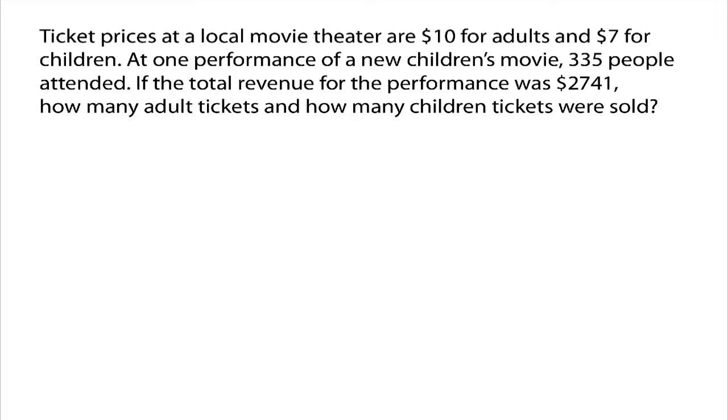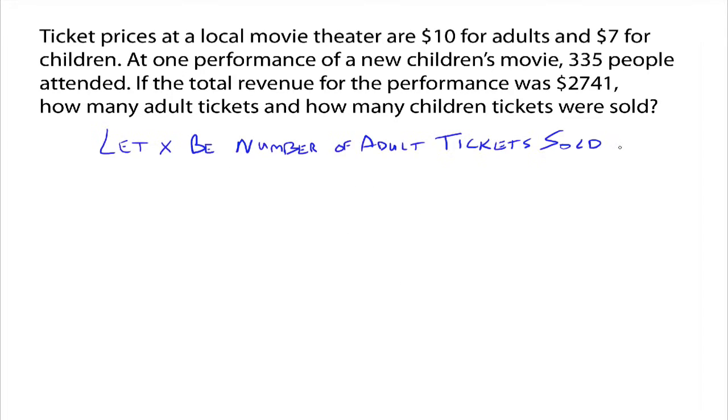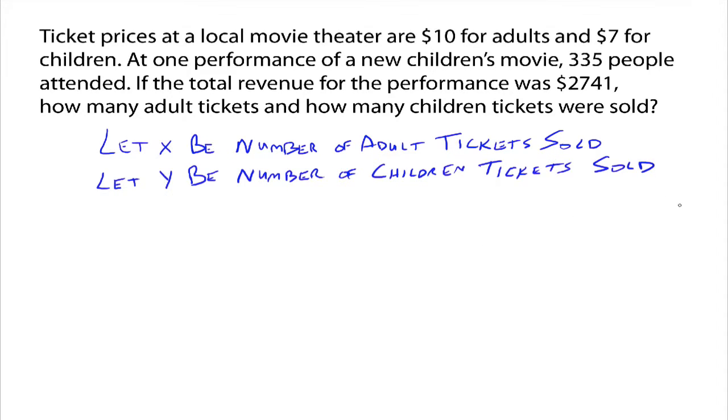At one performance of a new children's movie, 335 people attended. If the total revenue for the performance was $2,741, how many adult tickets and how many children tickets were sold? Begin like we always do with word problems and define our variables. Let X be the number of adult tickets sold, and since we're looking for two things, let Y be the number of children tickets sold.